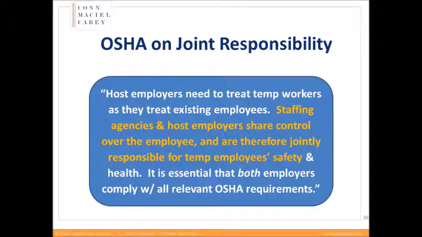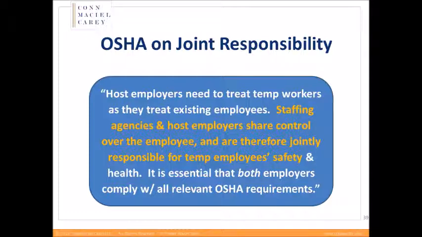At the end of the day, the big takeaway that everyone should have from this temporary worker initiative by OSHA is that OSHA believes that both the host employer and the staffing agency have joint responsibility. And what they're saying here is that the host employer needs to treat temporary workers as they treat existing employees. Because staffing agency and hosts share control over the employee, they are jointly responsible for temporary employees' safety, and it is essential that both employers comply with all relevant OSHA requirements. That's a quote from Dr. David Michaels, Obama's longtime Assistant Secretary of Labor for OSHA, announcing and explaining what this temporary worker initiative is all about. That is the overarching concept.